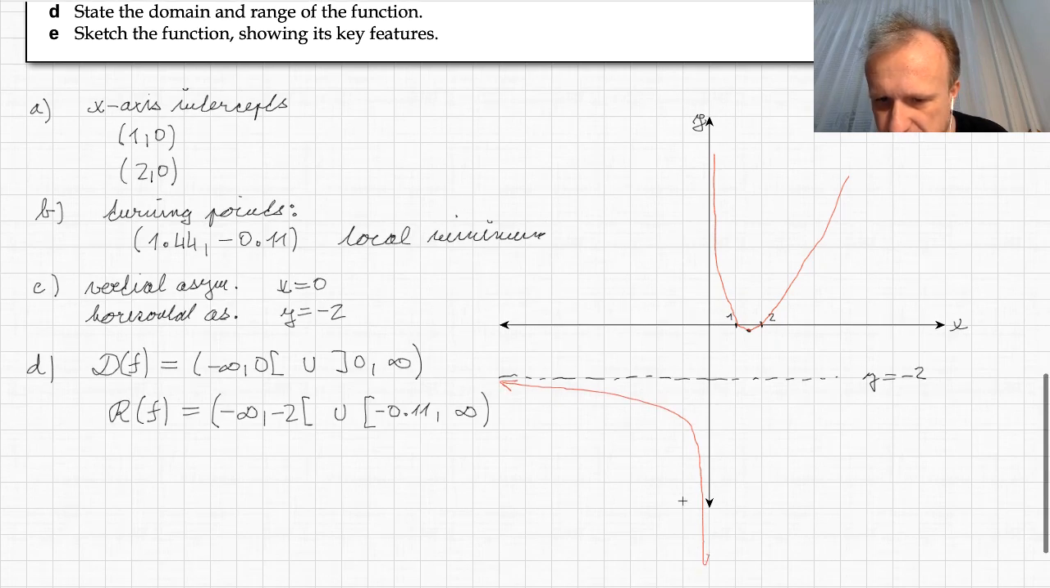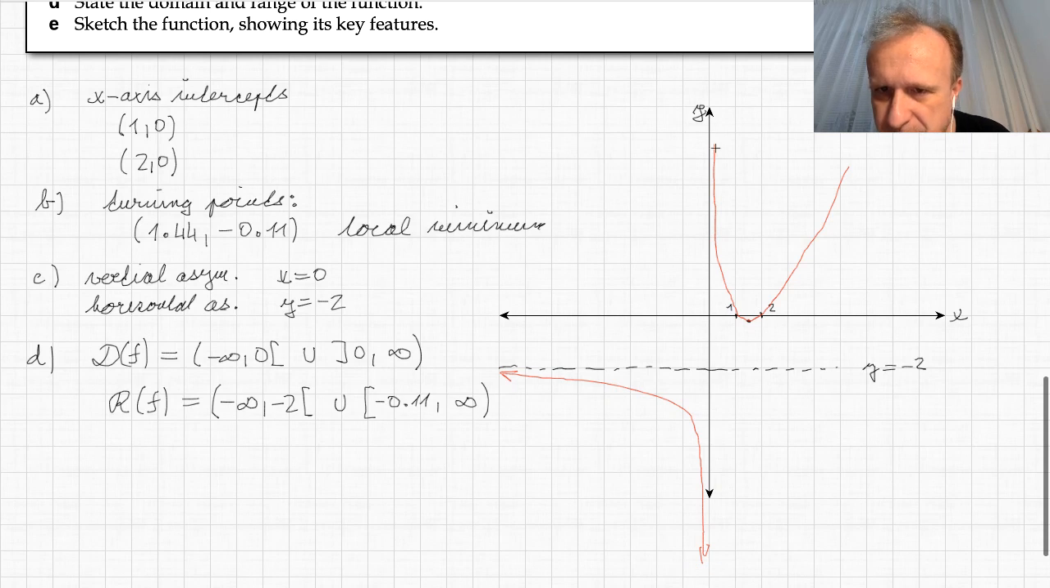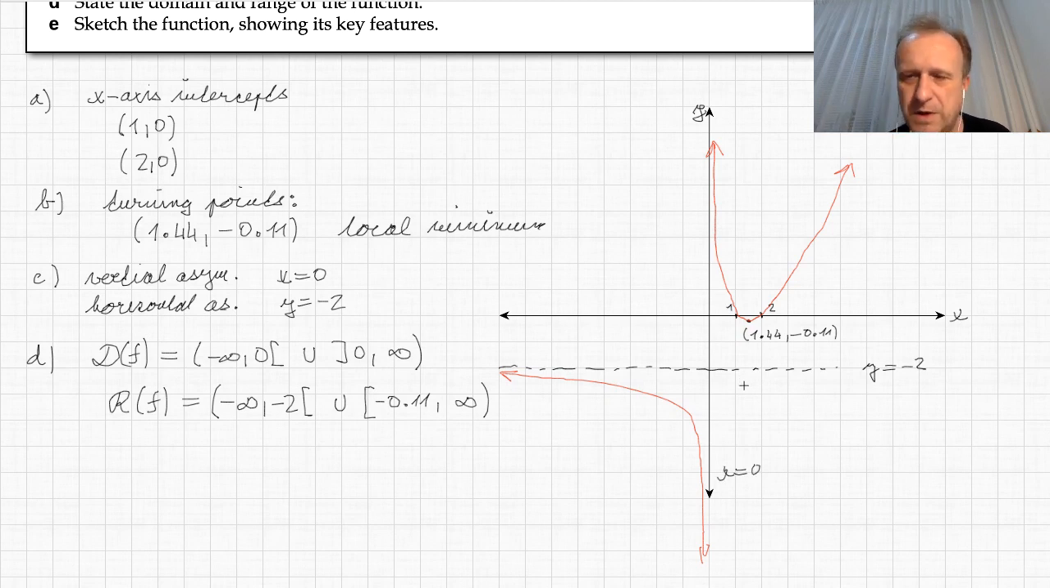Okay, so this might be the sketch of the graph. It's not very precise, it's just qualitative, but it shows all important features. It shows the x-intercepts, it shows the turning point, and the turning point should be included by its coordinates, so I still have to add it here. So it's (1.44, -0.11), like this. So this is the turning point, and well, there is the equation of this asymptote, and the y-axis is x equals 0, it's the vertical asymptote. So this would be it.